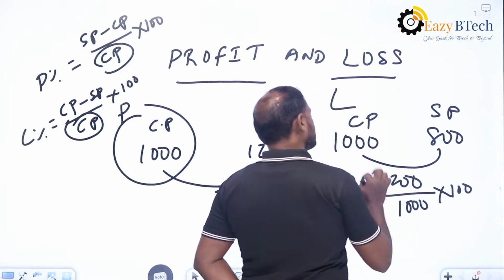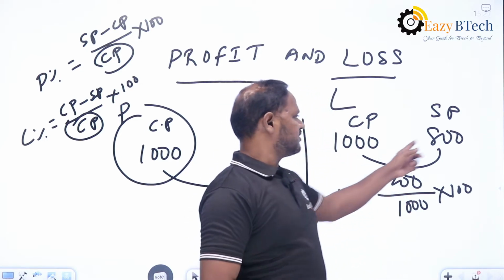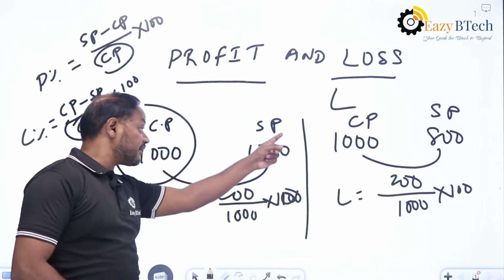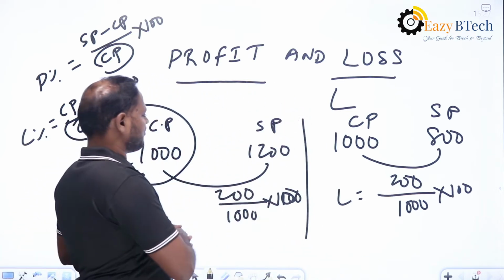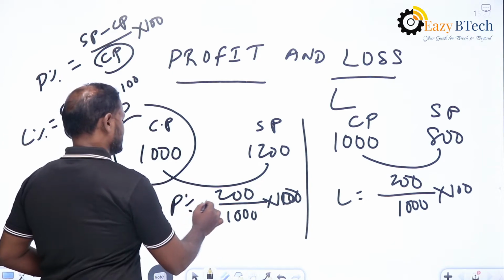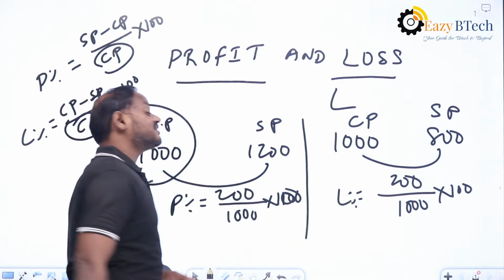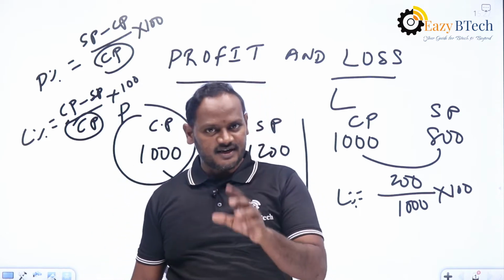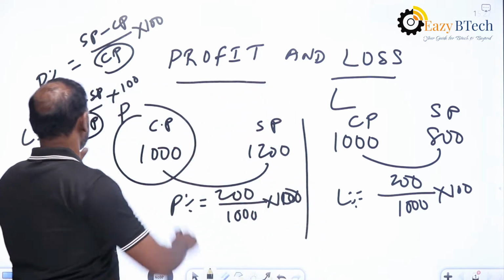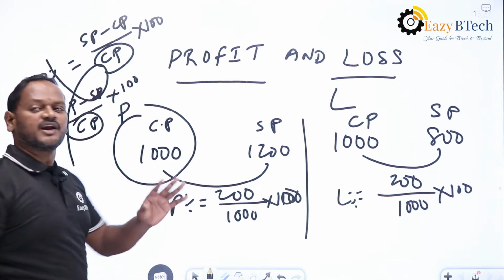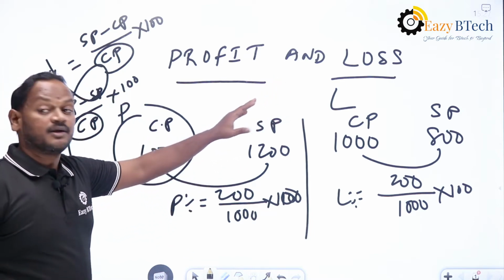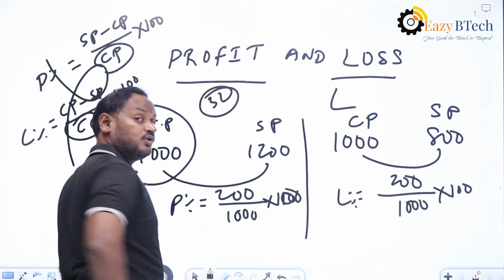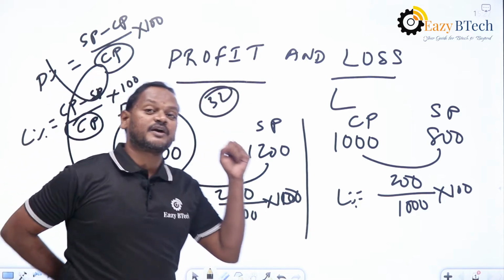How can you decide it as loss? Because cost price is more, selling price is less. That's why loss. Here cost price is lesser, selling price is more. That's why we are getting profit. This is the profit percentage. This is the loss percentage. This is the introduction of the profit and loss story. But listen to one thing. If you observe these particular formulas, those are not enough to crack this subject. Actually almost 32 formulas will be there to gain the particular knowledge on this subject.